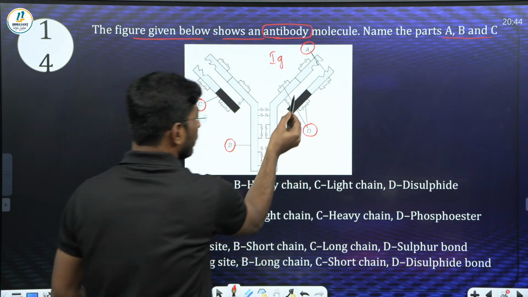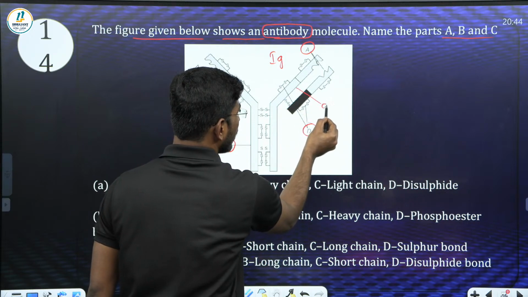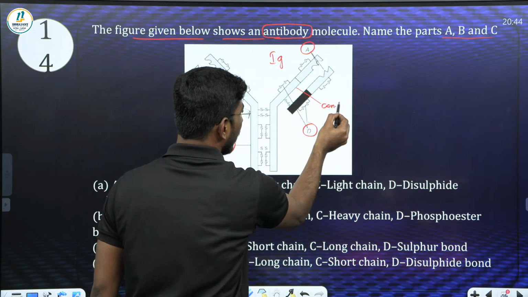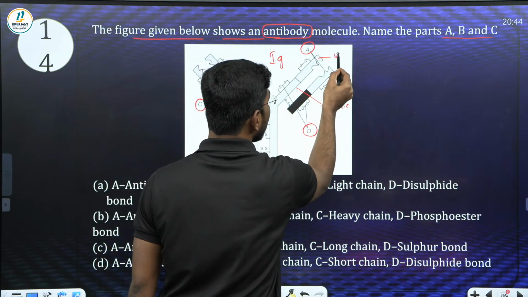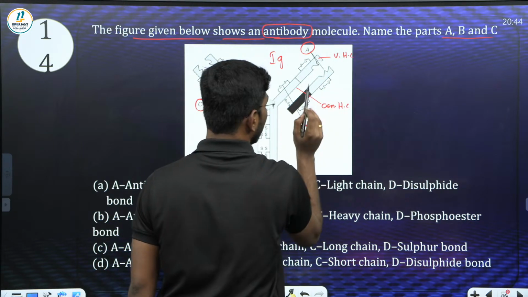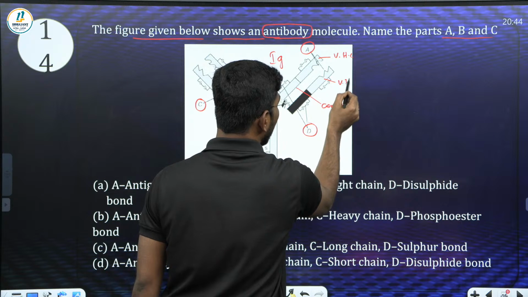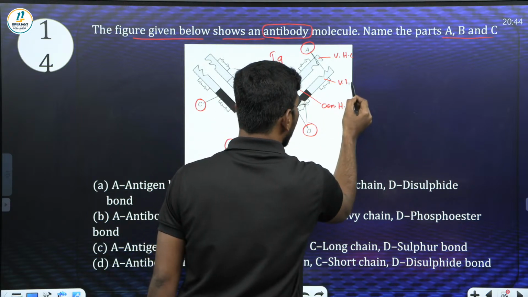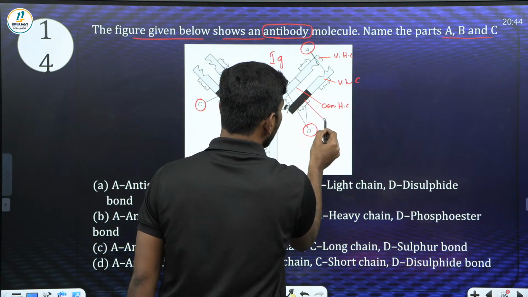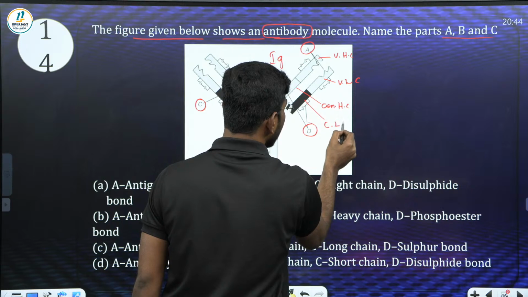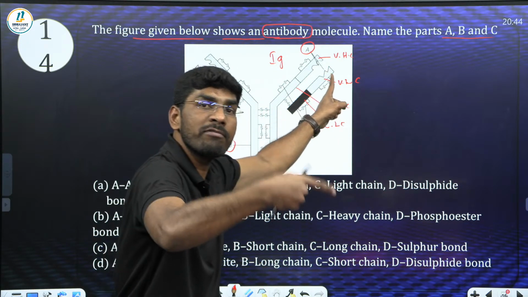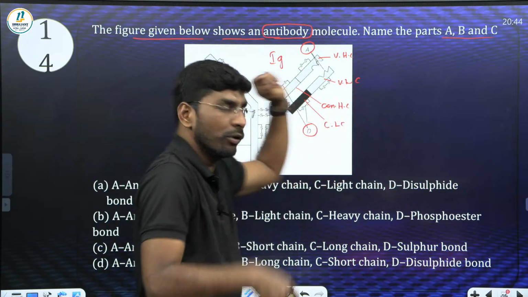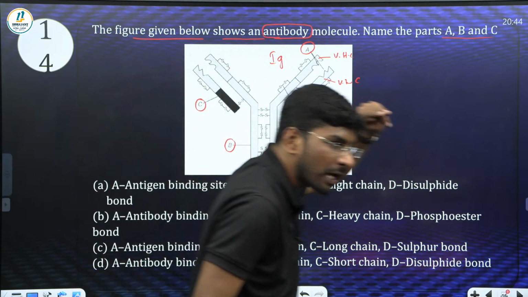Before we go to the answer, remember this part is called what? Constant part of heavy chain. This one is called what? Variable part of heavy chain. This is called variable part of light chain. This is called constant part of light chain. Remember, that means this variable part will vary from one immunoglobulin to another immunoglobulin. Yes, good, very good.